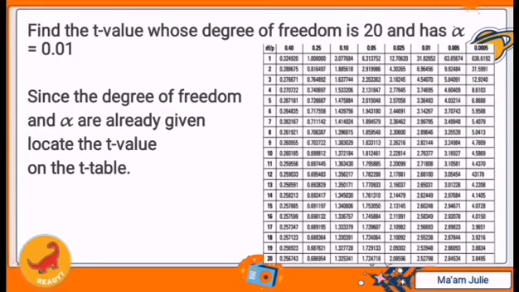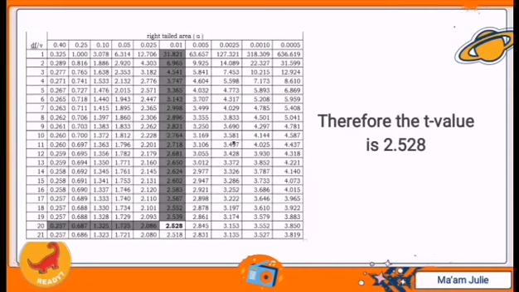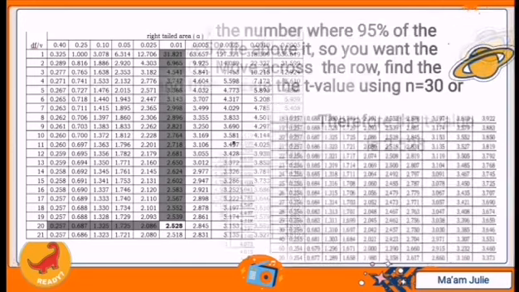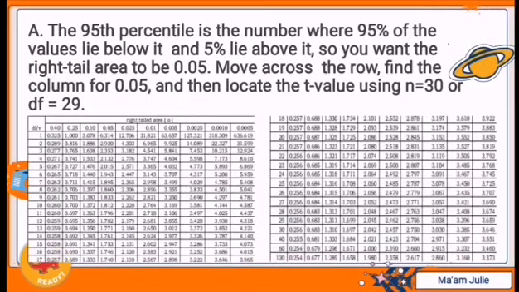For our third example, find the t-value whose degree of freedom is 20 and has an area that is equal to 0.01. Since the degree of freedom and area are already given, locate the t-value on the t-table. Therefore, the t-value with sample size of 20 and has an area of 0.01 is 2.528. For our last example, the 95th percentile is the number where 95% of the values lie below it.